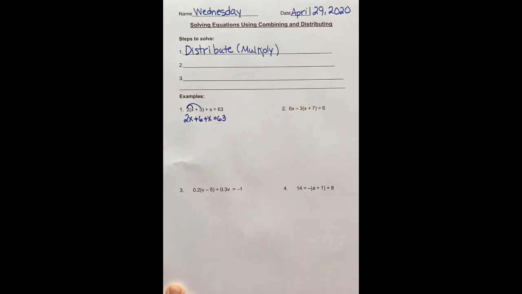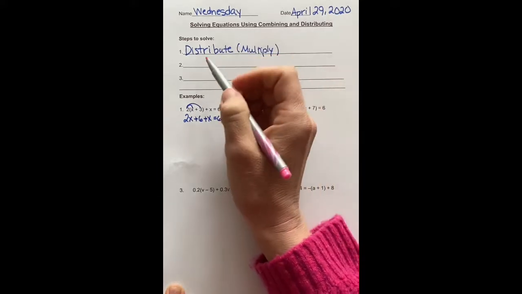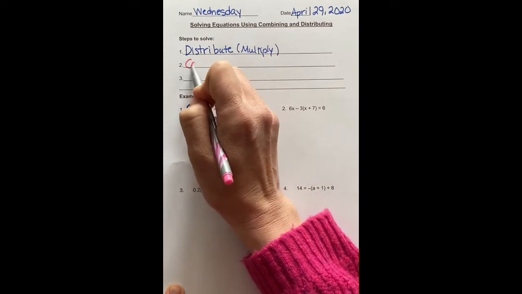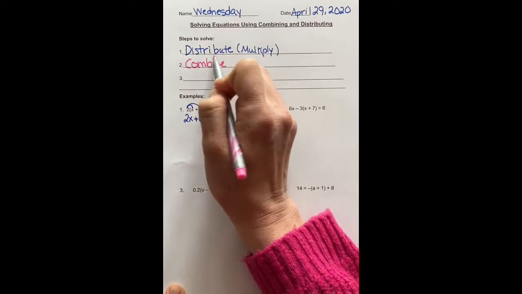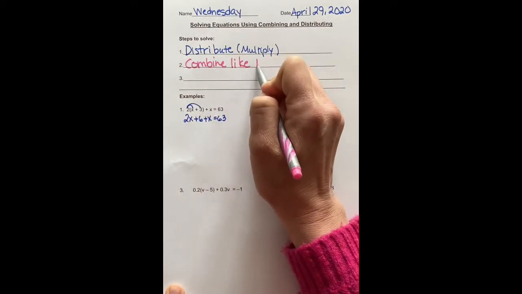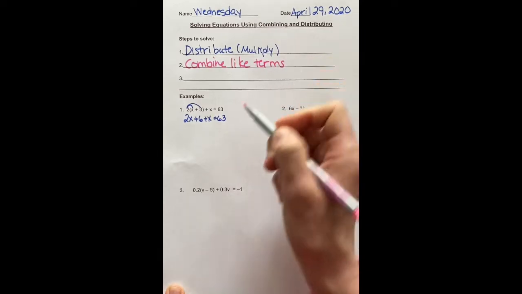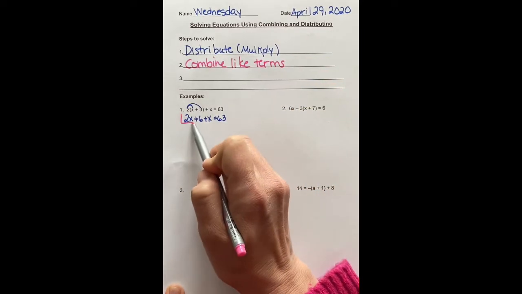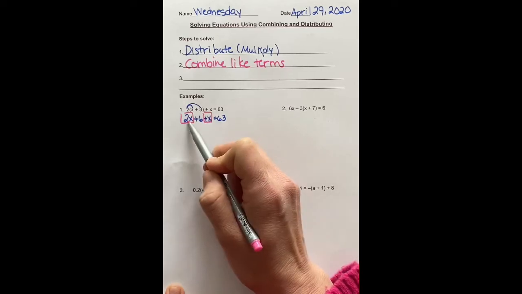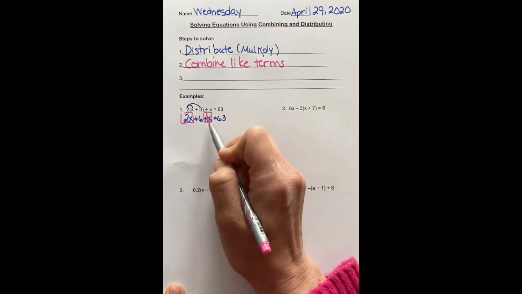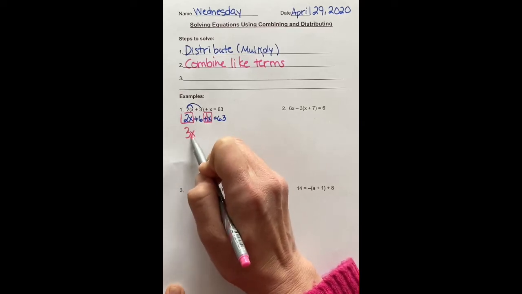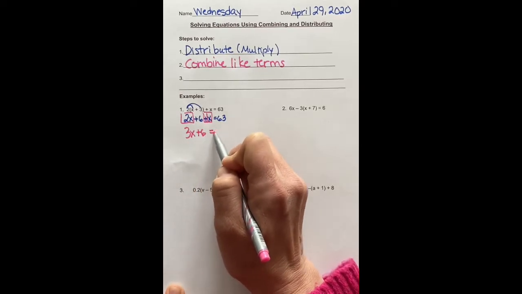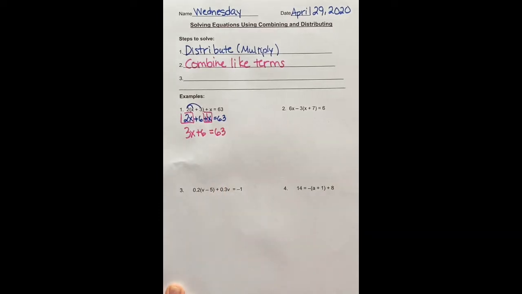Then I want to look to see, do I have like terms to combine? If I do, I would need to apply that. So combine like terms. In question number 1, I see that I have 2x and I have x. 2x plus x would be 3x, because remember, when the variable does not have a coefficient, it's an invisible 1. So you want to make sure you put it there so you don't forget that. So that's going to give me 3x. I bring down my plus 6 equals 63. Now you should have everything simplified where you can solve your equation.